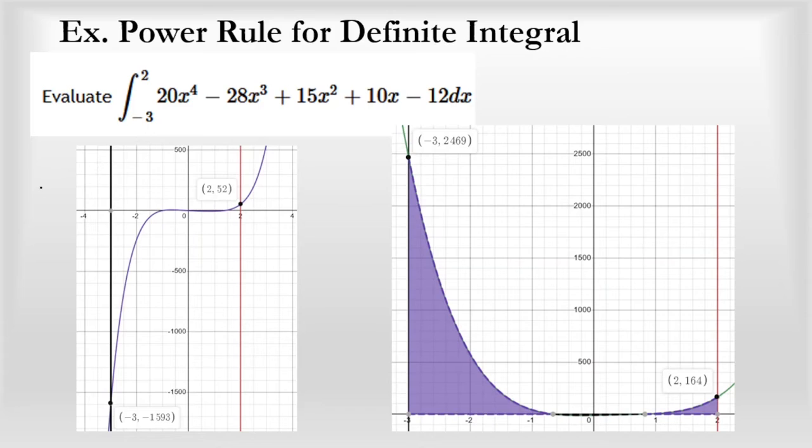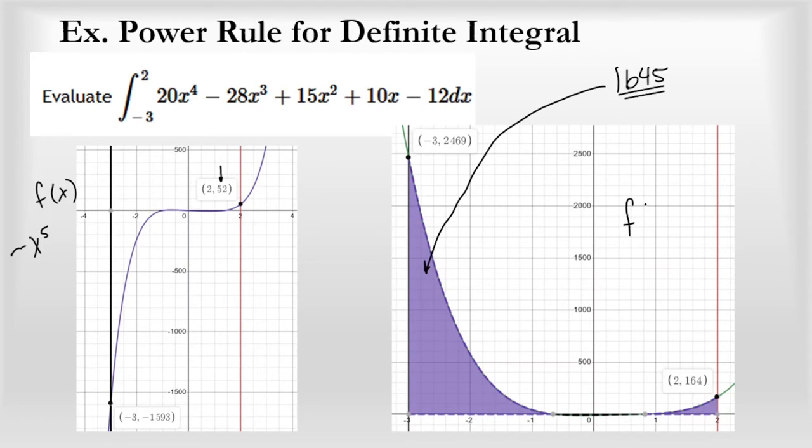This is the original function f of x. It goes x to the 5th power. Notice that here are our endpoints. There's this 52: when I evaluate the original function at 2, I get 52 out. When I evaluate it at -3, I get the -1593. But what does that 1645, the answer, represent? What it represents is the purple area.